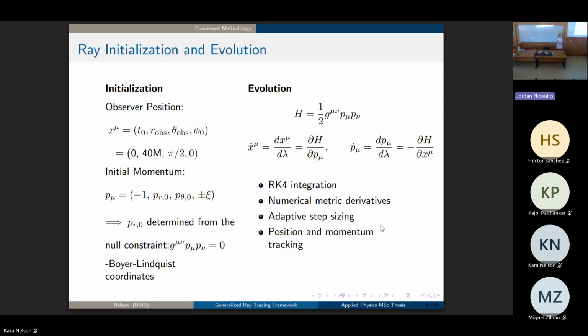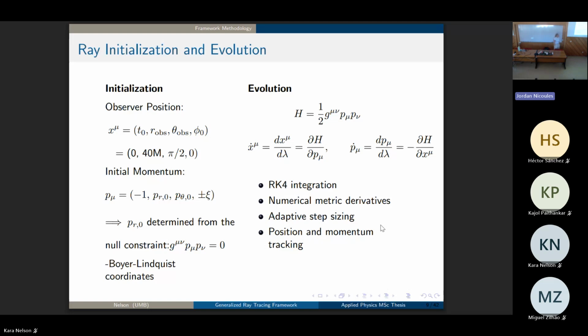And then we use the null constraint to solve for our radial momentum. And the way we evolve it is using the Hamiltonian. We're able to numerically solve for these derivatives, and we take it a step at a time. The nice thing about this is that we're able to track all of our coordinates as we're going through the integration process. So if you're curious about how the radial momentum is changing or something like that, you can track that. And we actually have some nice plots of the time evolution of some of these coordinates.